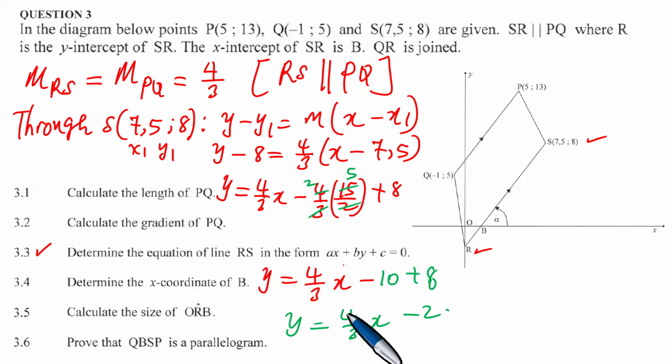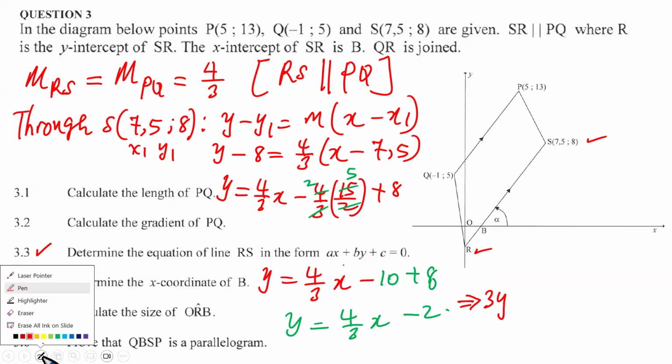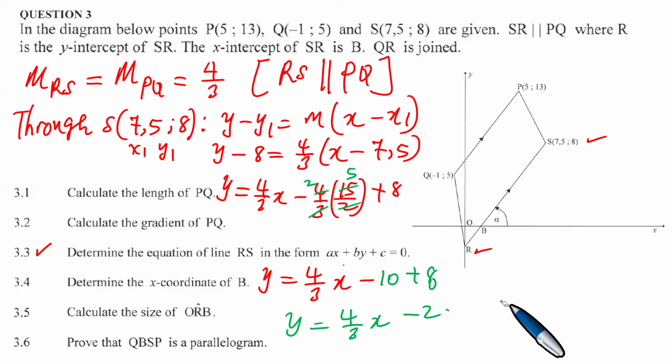And this is the equation of the line, but it is to be written in a more compact form, not just this. So we're going to proceed to simplify it. If you multiply everything, we have 3y.